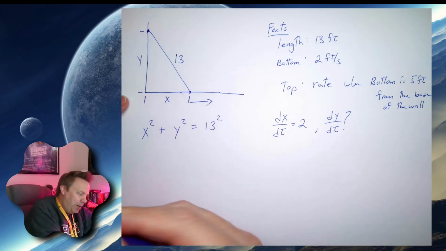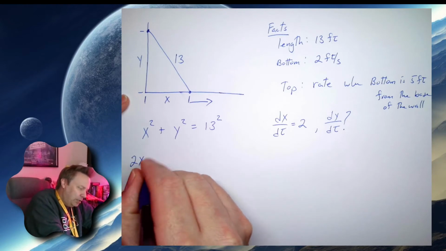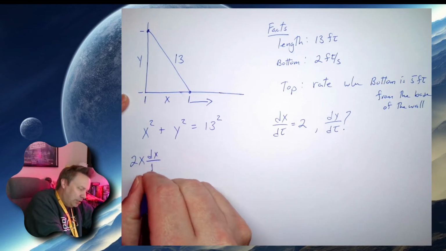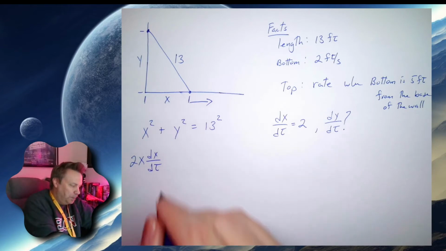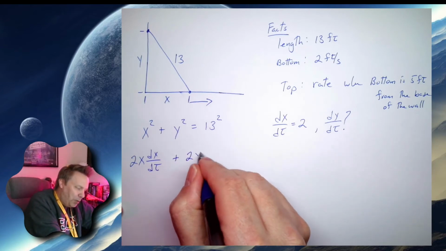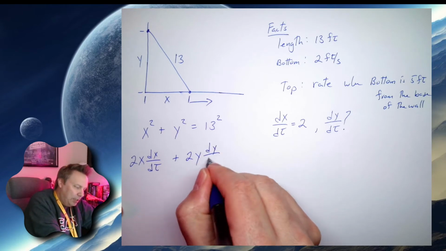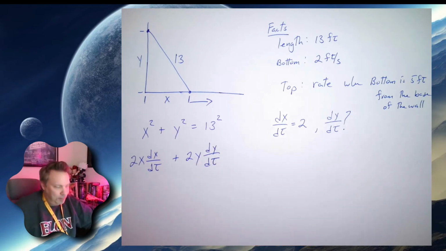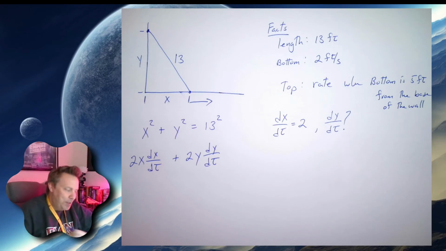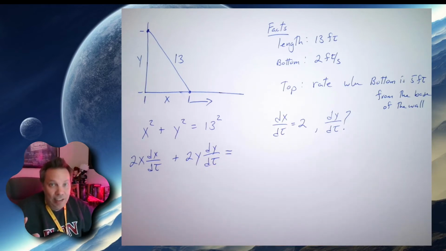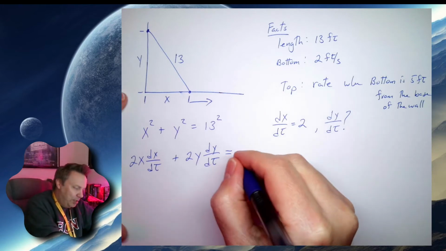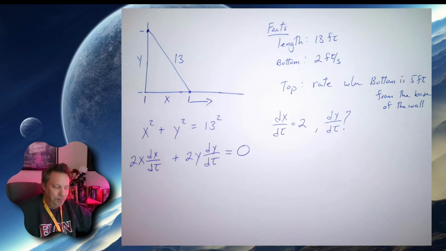The derivative of x squared with respect to time is 2x dx/dt. The derivative of y squared with respect to time is 2y dy/dt. And here's a common mistake. What's the derivative of 13 squared? It is not 26. The derivative of 13 squared is 0.